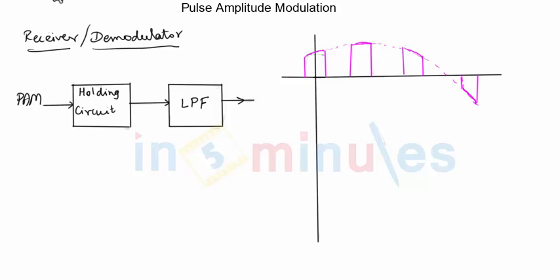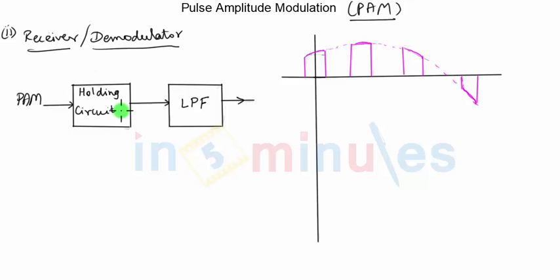In this video clip, we will discuss the receiver or demodulator circuit for pulse amplitude modulation, which is also known as PAM. In the previous video clip, we discussed how to generate a PAM signal. We will now discuss the second point, which is a demodulator.